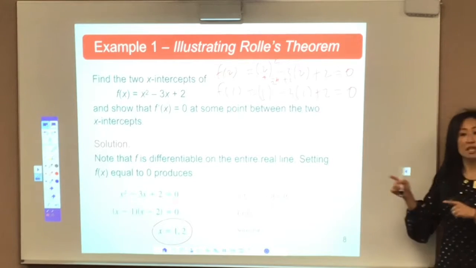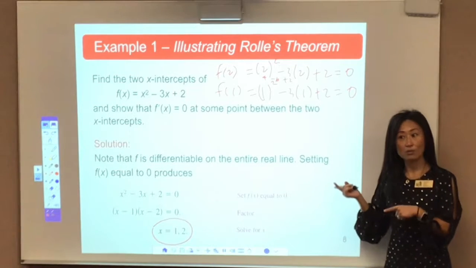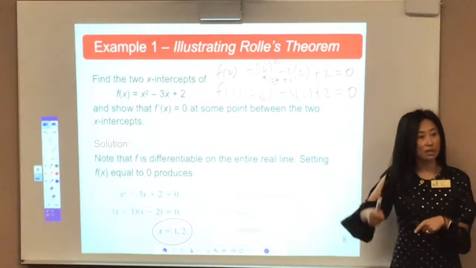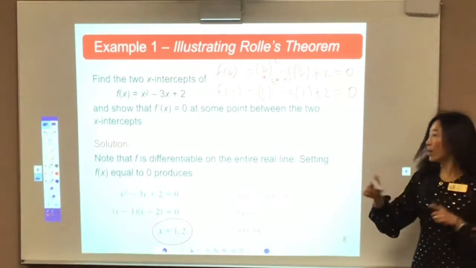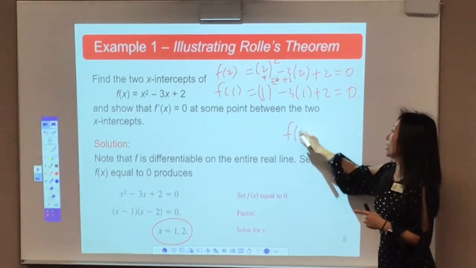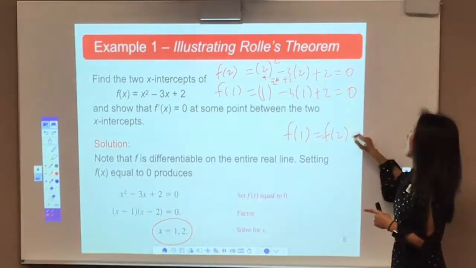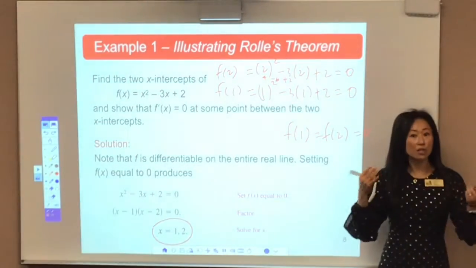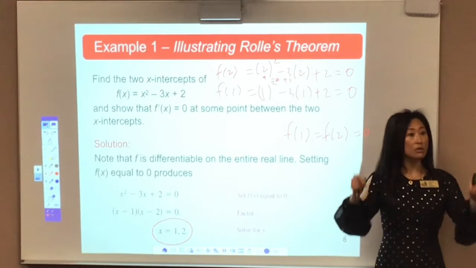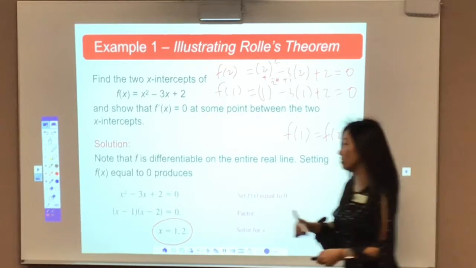That means I can use Rolle's theorem, isn't it? Because Rolle's theorem says f is continuous, f prime exists, and what else? F of a and f of b have to be the same. In this case, they are both 0. So the condition is met. Rolle's theorem condition met. Is everybody with me? Yes. Okay.